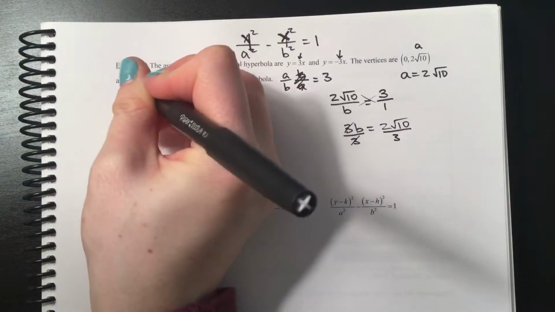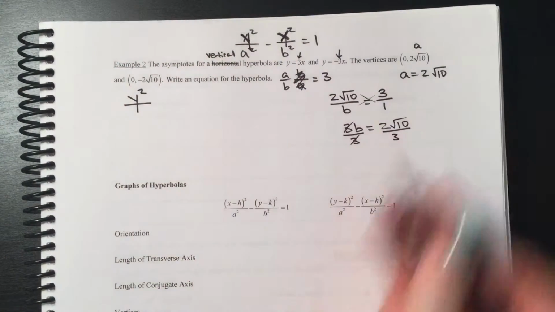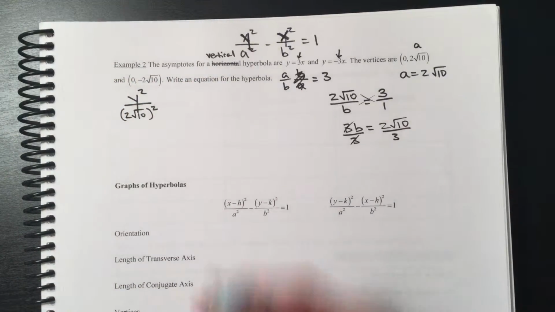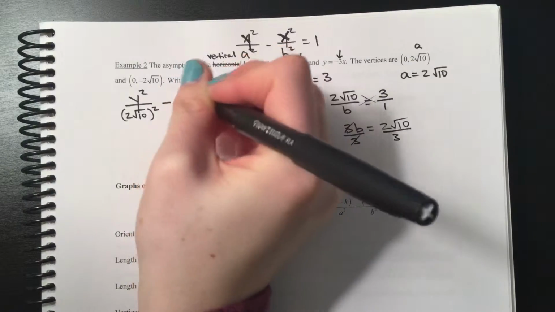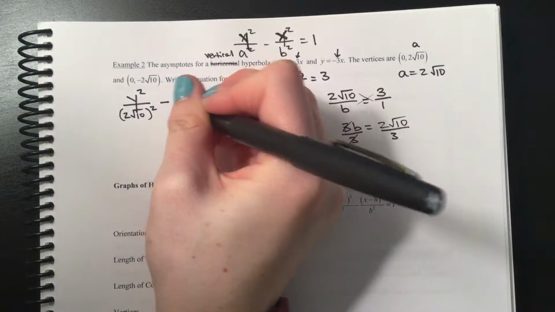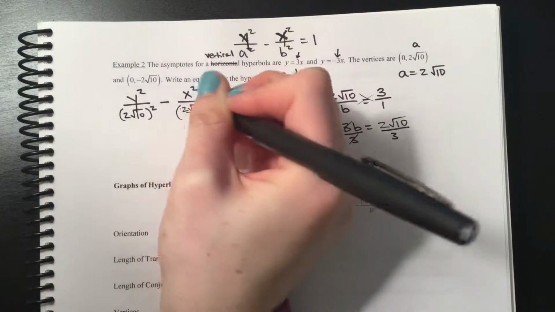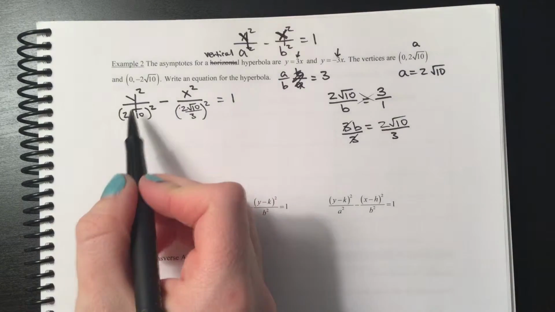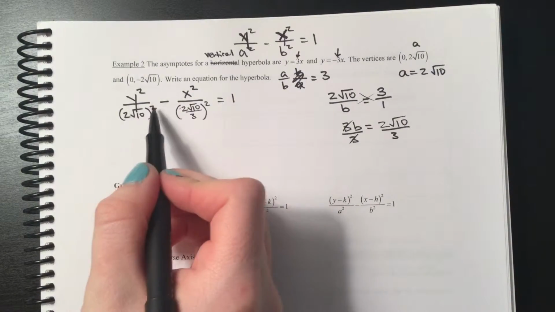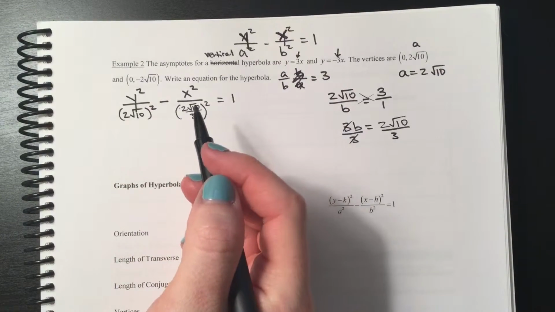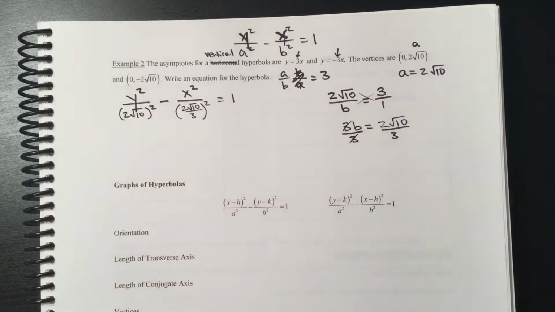So we've got y squared over a squared. We know that this is a, so it is 2 root 10 quantity squared, and then minus x squared over b squared. This is our value of b, so we have 2 root 10 over 3, and we are going to square that, and then equals 1. Lots of simplification needs to happen there. When I square this, I am going to have 2 squared, which is 4, times root 10 squared, which would just be 10. So that would reduce down to 40.